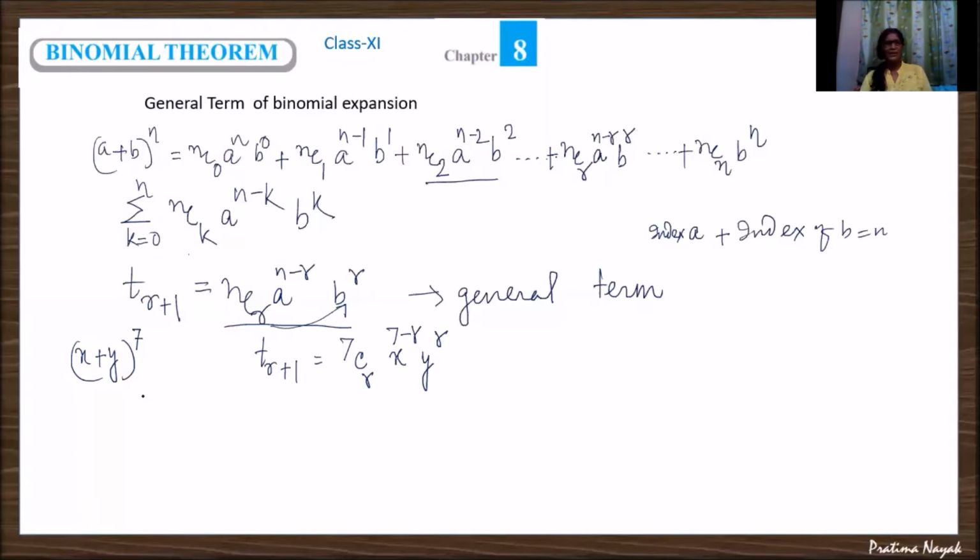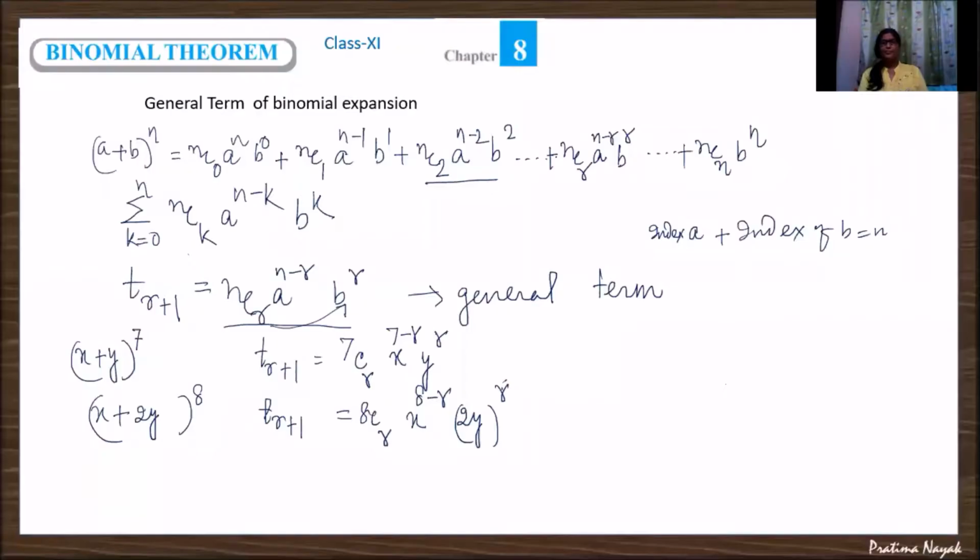Similarly, let us take another example. If I write (x plus 2y) to the power 8, what is the general term? We'll write that the general term will be 8Cr, x to the power how much? Not r, but 8 minus r. And what about 2y? Its exponent, or index, will be r.